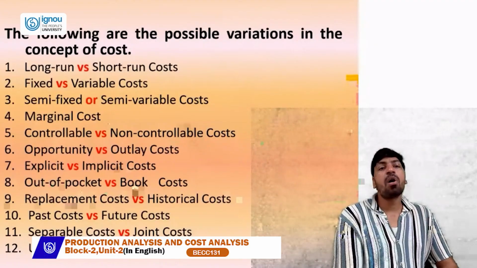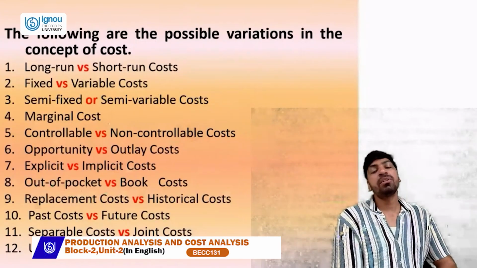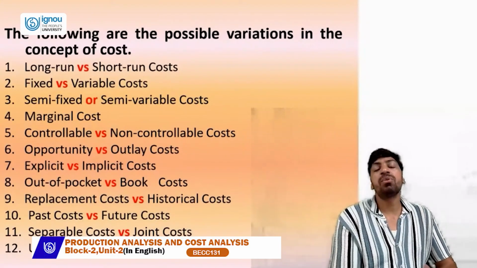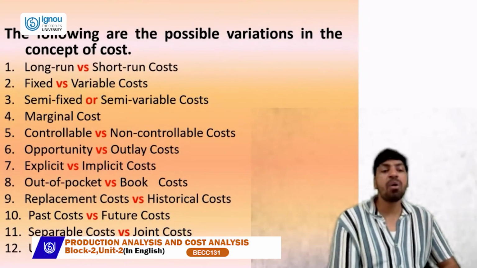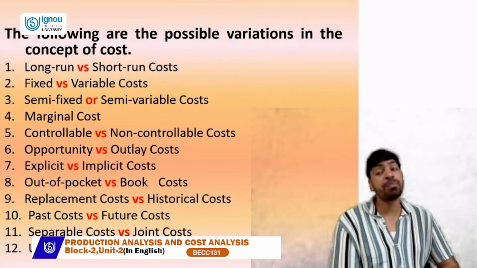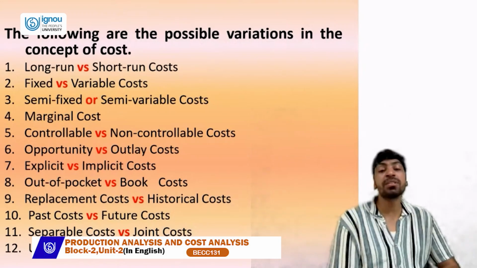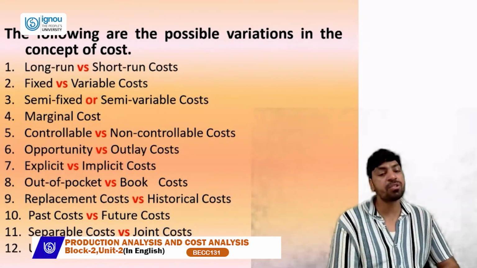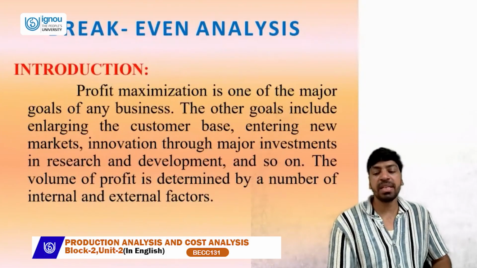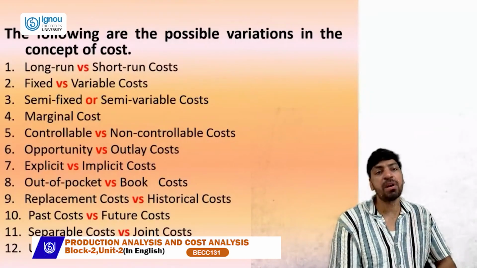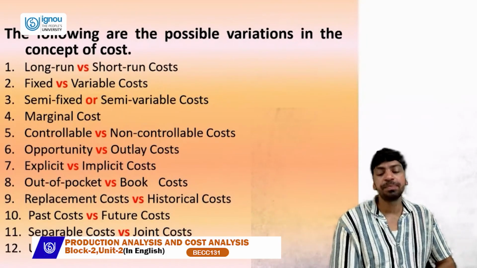So these are the possible variations or more concepts in cost: implicit cost, out of pocket or book cost, replacement cost versus historical cost, past cost, future cost, separable cost, joint cost, urgent and postponable costs. So these are the possible variations involved in the cost.